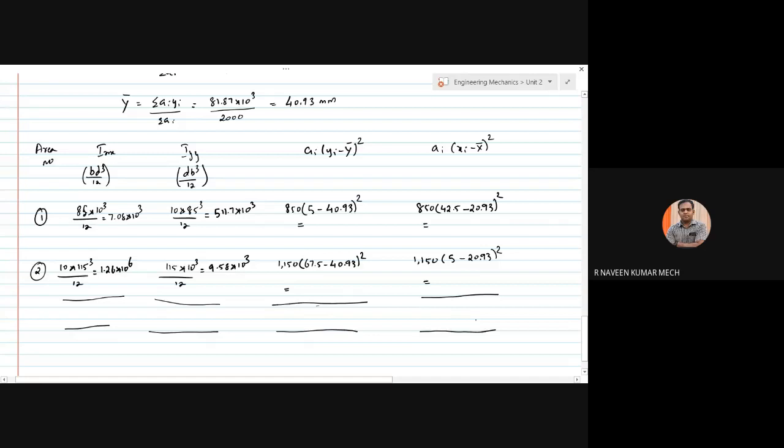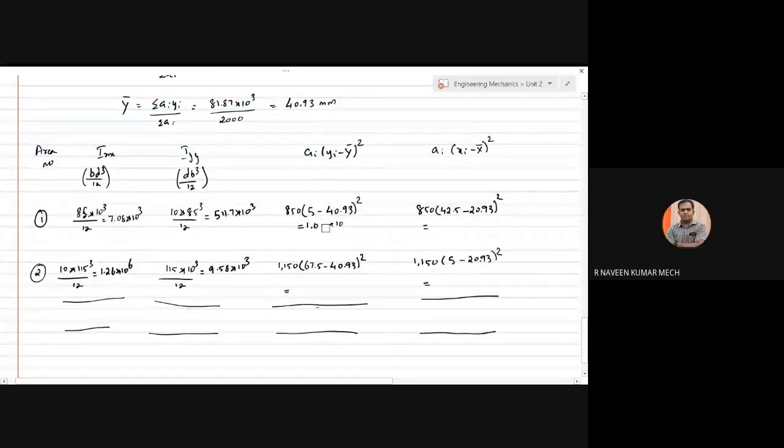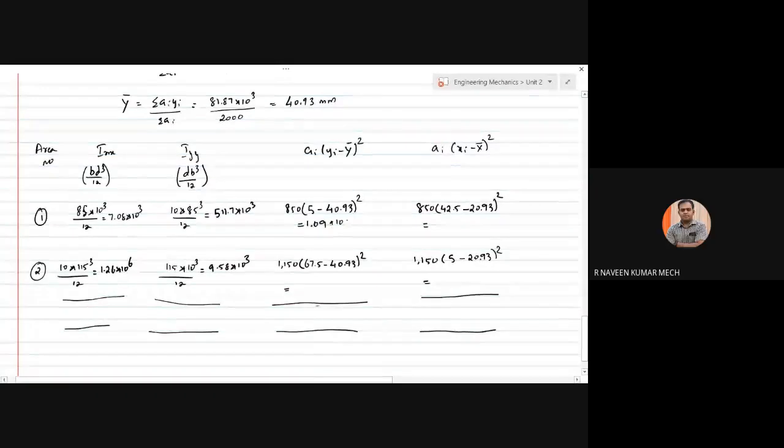First one, 7.08 into 10 to the power 3. Sir, first one Ai yi, first area, the answer is 1.09 into 10 to the power 6, sir. Next one, this part, that is 3.95 into 10 to the power 6.